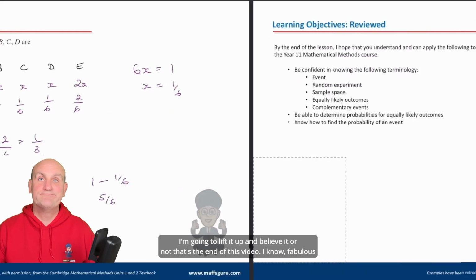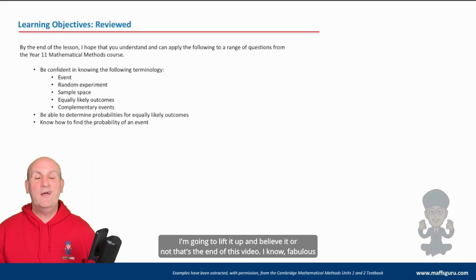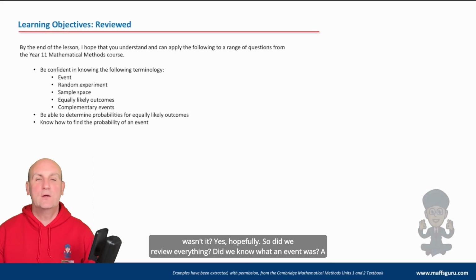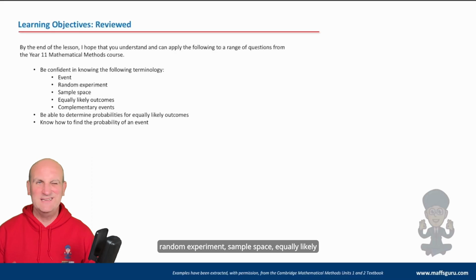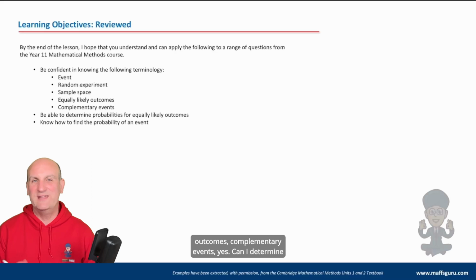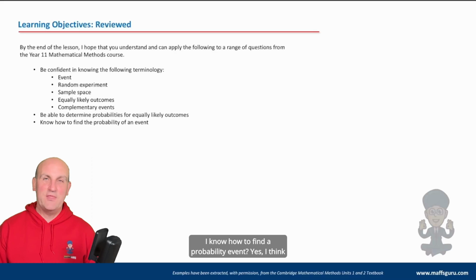And believe it or not, that's the end of this video. I know. Fabulous, wasn't it? Yes? Hopefully. So, did we review everything? Did we know what an event was? A random experiment, sample space, equally likely outcomes, complementary events? Yes. Can I determine probabilities for equally likely outcomes? Yes. Do I know how to find the probability of event? Yes, I think I'm done.